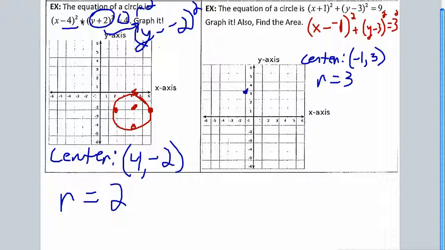Formula for the area is pi r squared. I'll have you do that one on your own, and then I'll check it in class. So area is pi r squared. And that's it for this last section. Hopefully you found it pretty straightforward, and we'll work on it tomorrow in class.